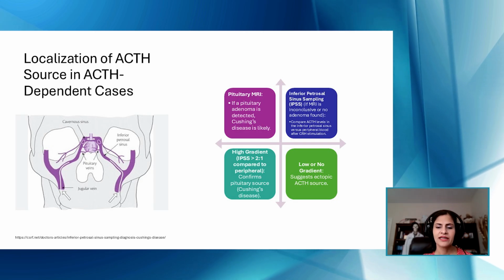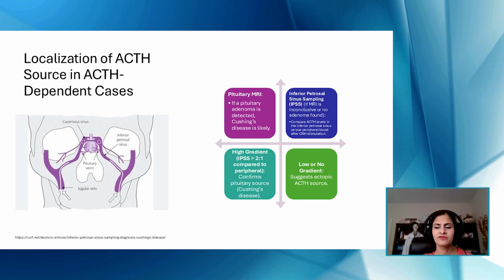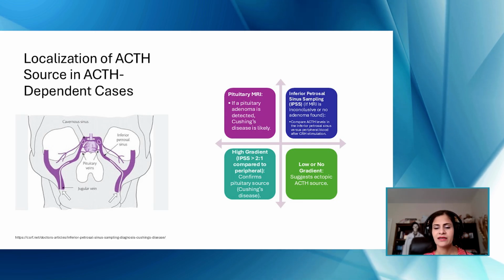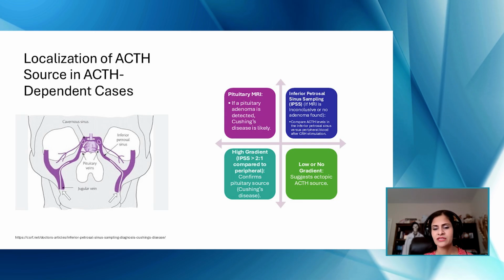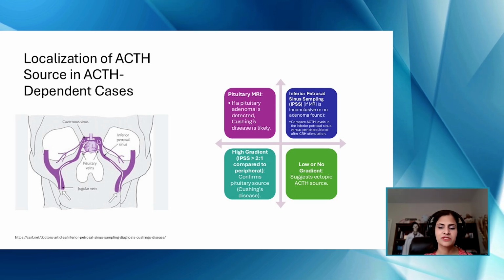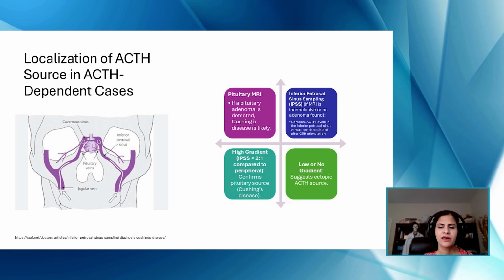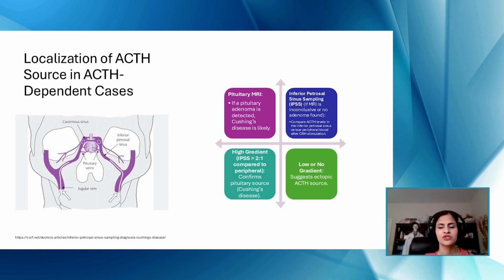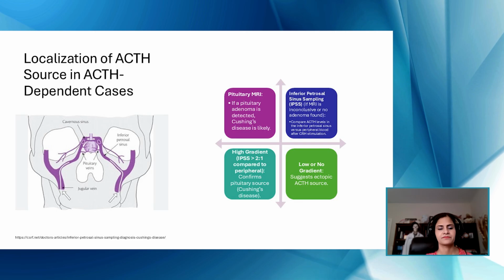And you're looking for a high IPSS gradient of more than 2 to 1 compared to periphery. And after CRH, these gradients usually get even higher than 3 to 1. And that would confirm a pituitary source of Cushing's disease. If you have low or no gradient, then it's possible that the source is ectopic.